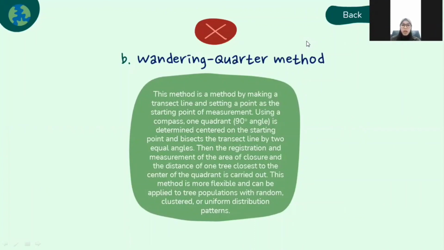And the second is the wandering quarter method. This method is done by making a transect line and setting a point as the starting point of measurement. Using a compass, one quadrant with a 90 degrees angle is determined, centered on the starting point and bisecting the transect line into 2 equal angles. Then the registration and measurement of the area of cover and the distance of the one tree closest to the center of the quadrant is carried out. This method is more flexible and can be applied to tree populations with random, clustered, or uniform distribution patterns.